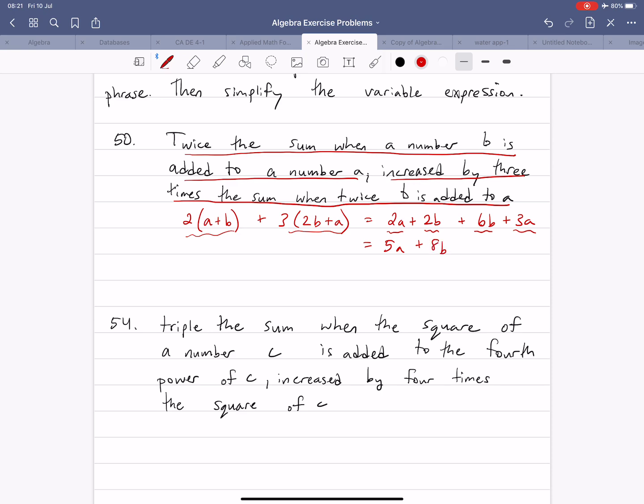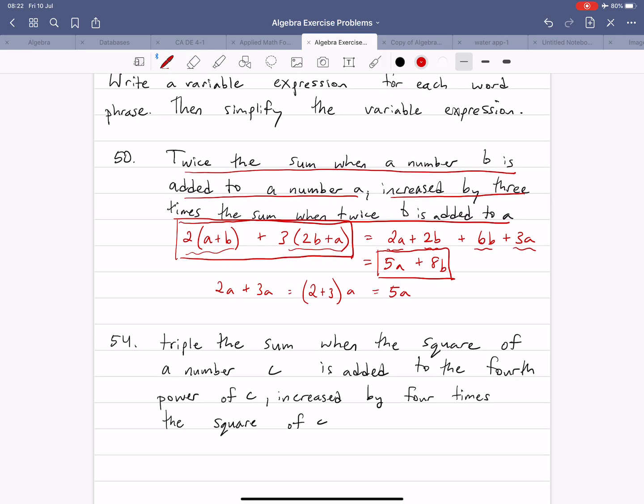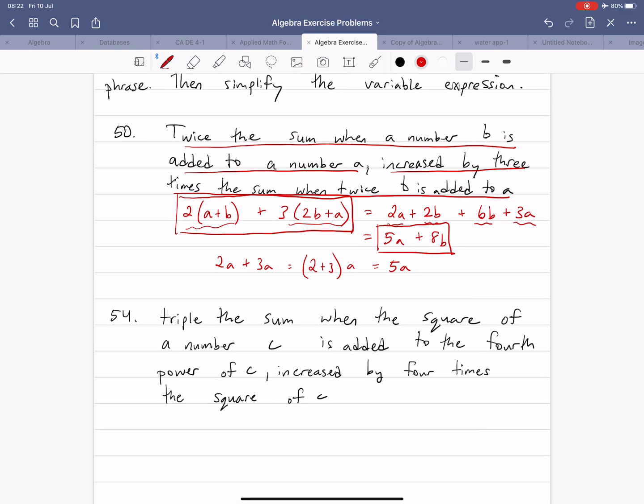So here we've skipped a lot of the painstaking steps where 2a plus 3a would get combined as 2 plus 3 times a to give me 5a. Okay, so this is my final answer here. And this is also part of my answer because it was asking me to write a variable expression for each word phrase.